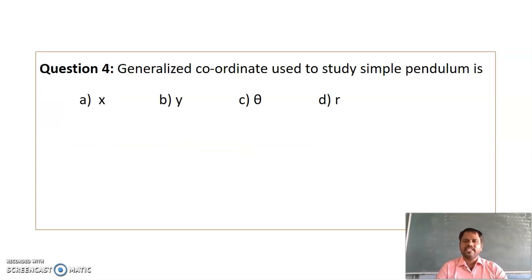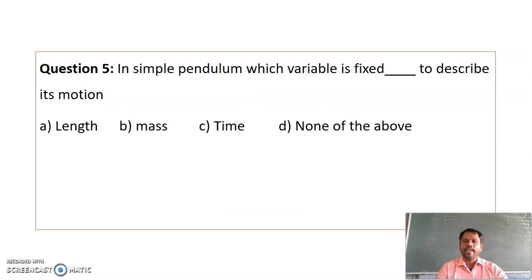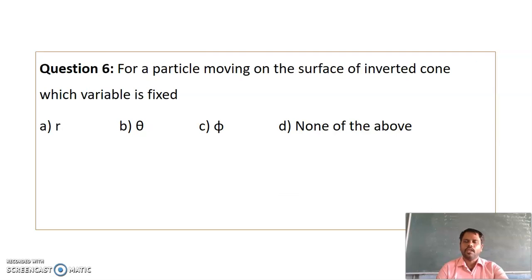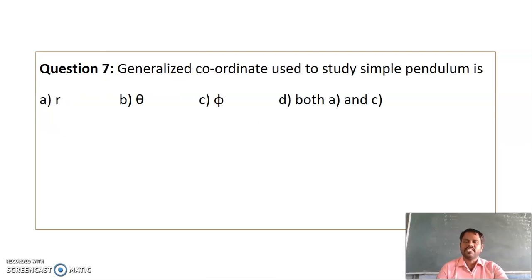Question number 4. The generalized coordinate used to study a simple pendulum, which coordinate is sufficient? It is theta. So the answer is C. Question number 5. In a simple pendulum, which variable is fixed? You know that the length is fixed. So the answer is option A. Question number 6. For a particle moving on the surface of an inverted cone, which variable is fixed? It is the angle theta. So the option is B.